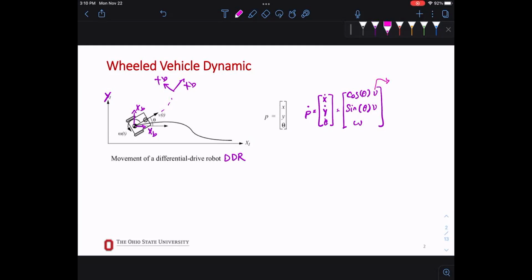This v is your linear velocity, and this is your angular velocity of the car, right? So if you had the velocity vector and you had theta, you would know what x dot is, what y dot is, and theta dot is just omega, the angular velocity.